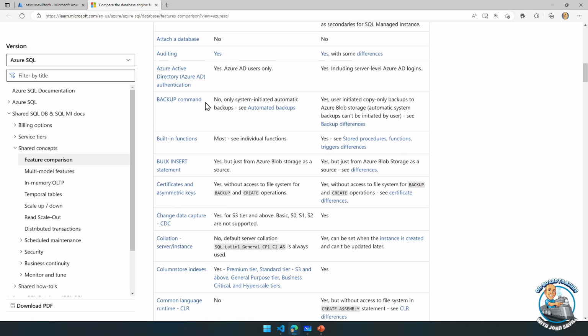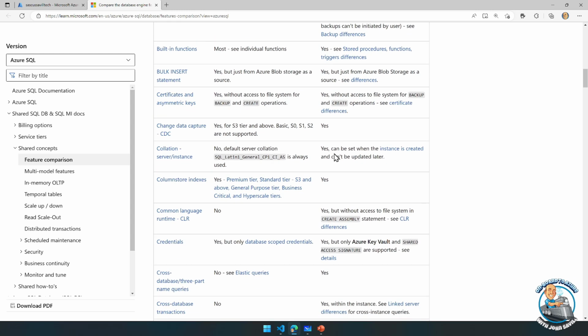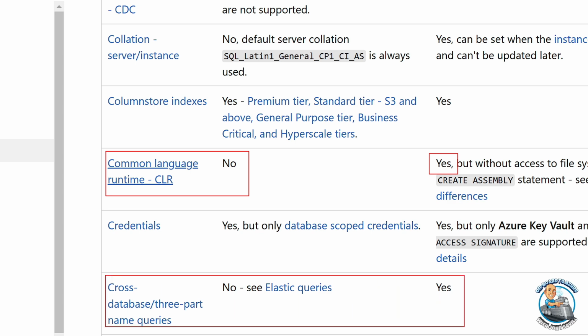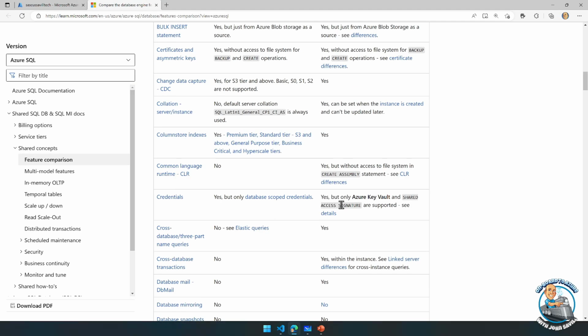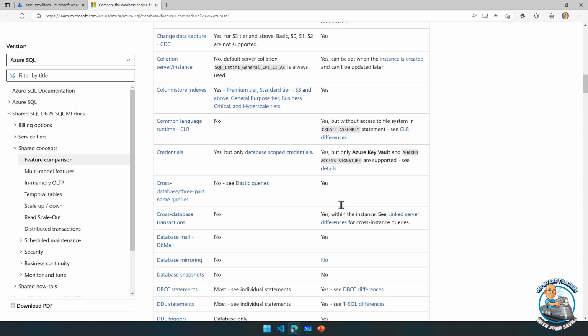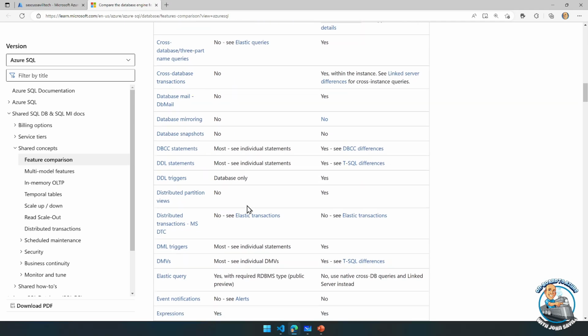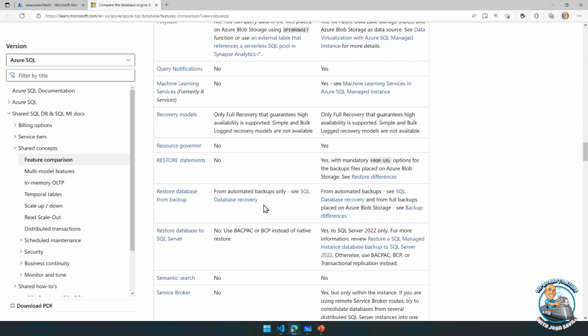If we look for some no's, I can use the backup command. That's probably not a big deal. Built-in functions, well, regular can do most, just yes for SQL MI. But one of the more interesting ones is common language runtime. I cannot use that with regular SQL PaaS, but I can use it with SQL MI. I can do cross-database 3-part name queries. There will be other things if we start looking, so cross-database transactions, database mail I can do. There'll be things around the agent. There's a whole bunch of different things.